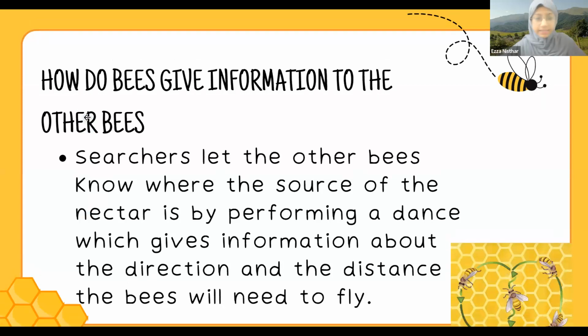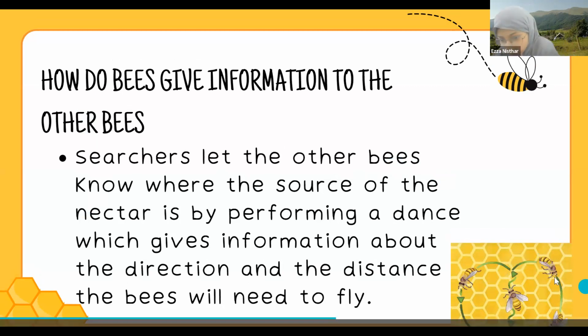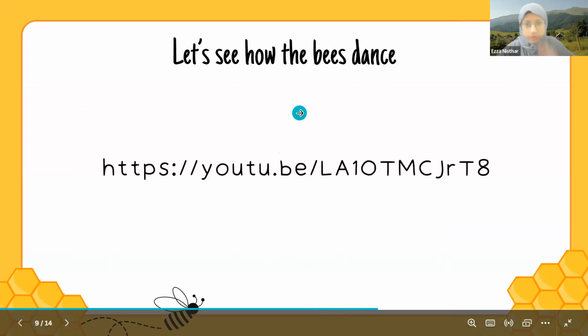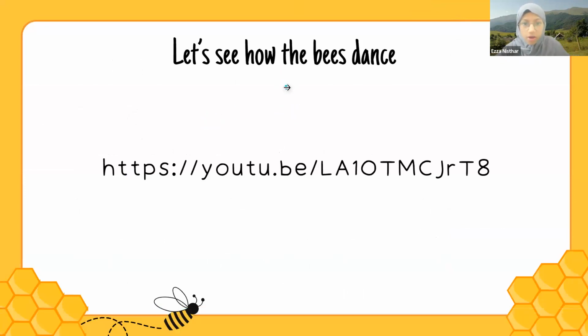So how do bees give information to the other bees? Bees let the other bees know where the source of the nectar is by performing a dance, which gives information about the direction and the distance the bees will need to fly. This is a small picture of their dance, but I'll show you. I'm going to show you a video on how the bees dance and give information to the other bees.